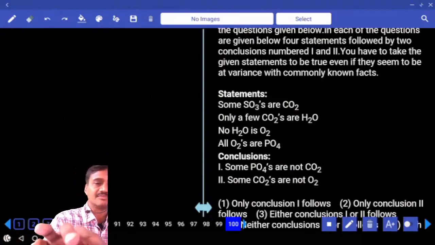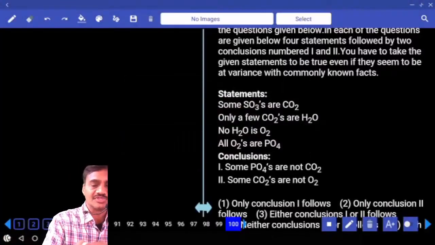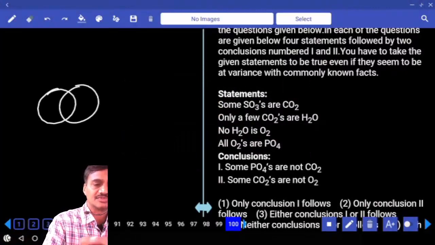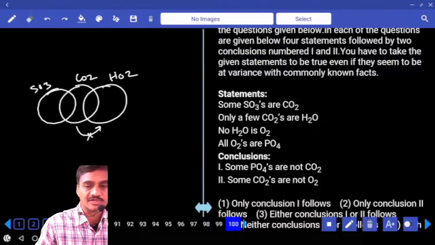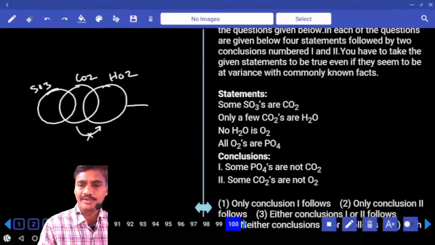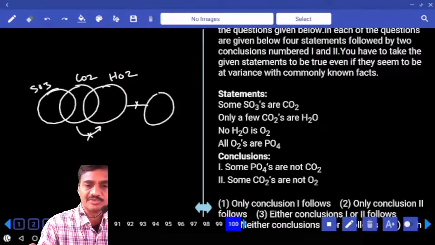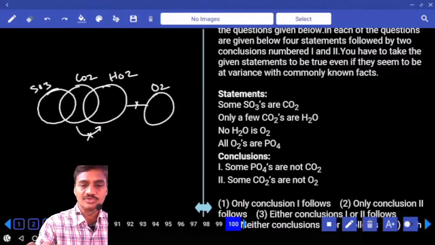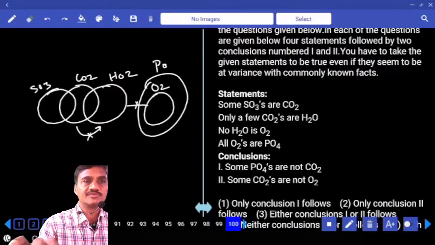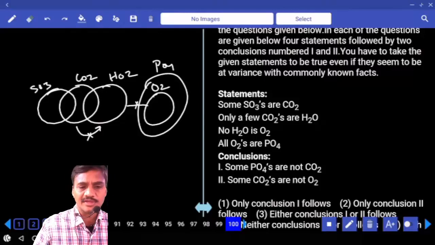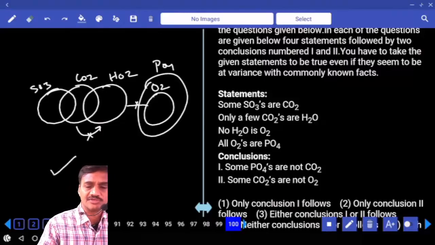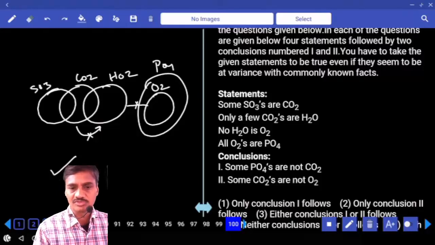And some SO3s are CO2. These are the SO3s that are CO2. And next one, only a few CO2 are HO2, only some CO2s are HO2s, but not all. No H2O is O2, no intersection between H2O and O2. And all these O2s are PO4. First one, some PO4s are not CO2, and this holds as of now. Some CO2s are not O2s, this is also true.